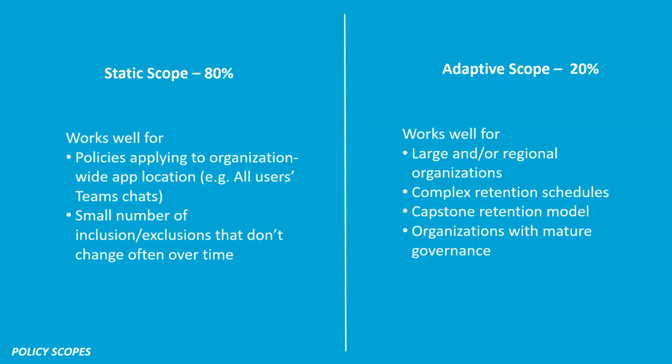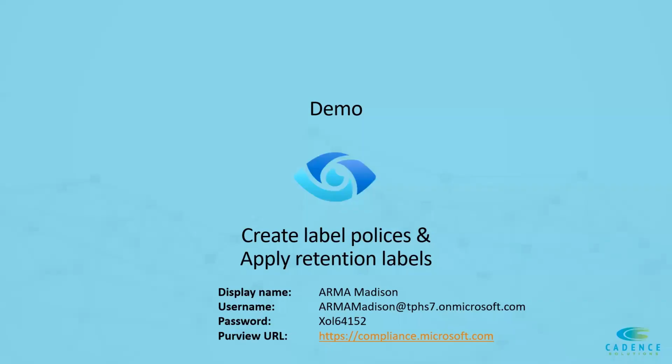And whereas the adaptive scope works well if you actually want to deploy it to certain departments only and split it out, or even if you have a capstone retention model in place, that is where you can leverage the adaptive scopes. So now that said, we are gonna dive back into a demo.